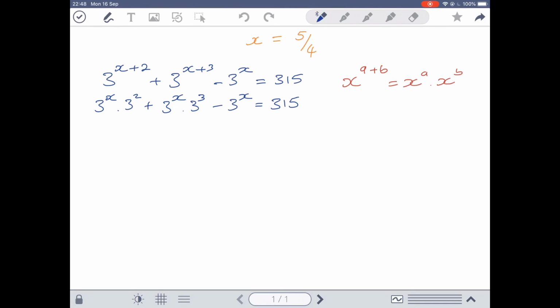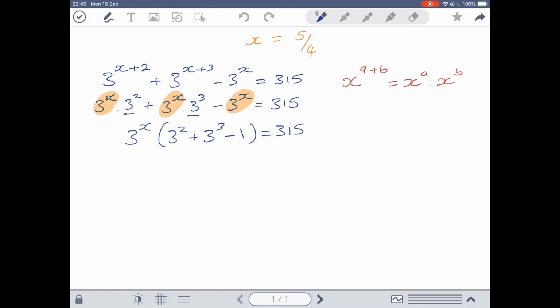Something must pop out at you now, because what you can actually see is that we end up with some common factors. So there's a 3 to the x there, a 3 to the x there, and a 3 to the x there in each of the terms. So we can actually take out this 3 to the x in our expression and factor it out. So if I factor out my 3 to the x, let's see what we have left. So we've got now 3 squared plus 3 cubed, and then here we took out the 3 to the x, so we just got a 1 left, minus 1, and that's equal to 315.